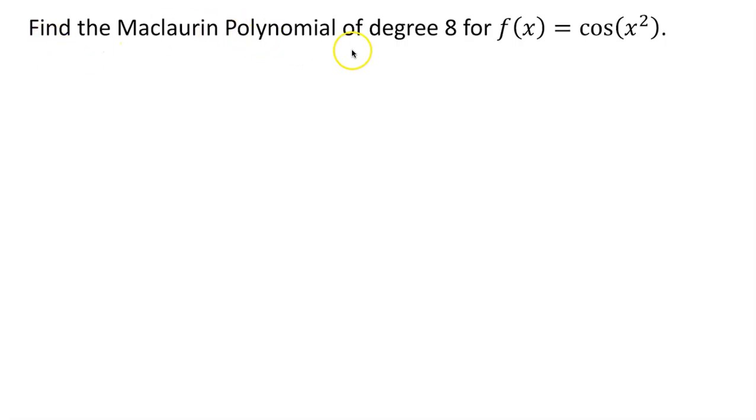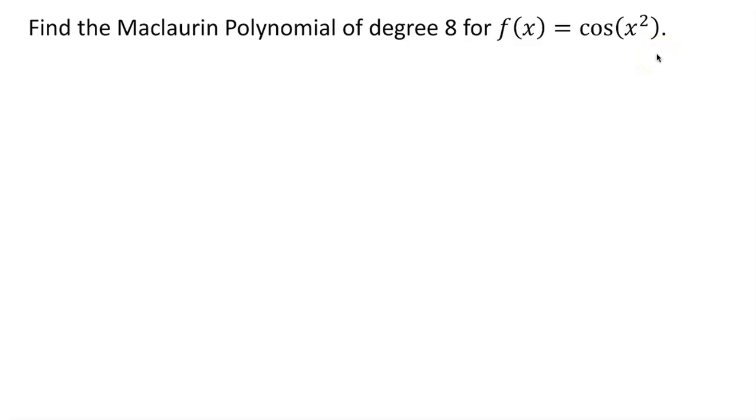Let's find the Maclaurin polynomial of degree 8 for f of x equals cosine of x squared. If we had to use the definition of a Taylor polynomial, we would end up having to take the derivative of this function quite a few times. And that is going to be kind of ugly. So the first derivative of cosine of x squared is going to require a chain rule. And then after that, the next derivative will require a product rule and a chain rule. It's going to get ugly quick. And that's not what we're supposed to do here.